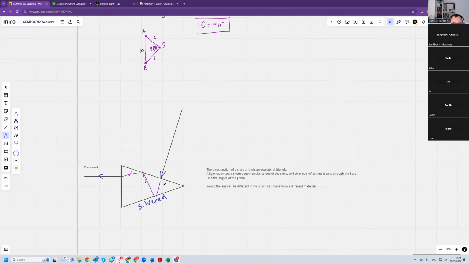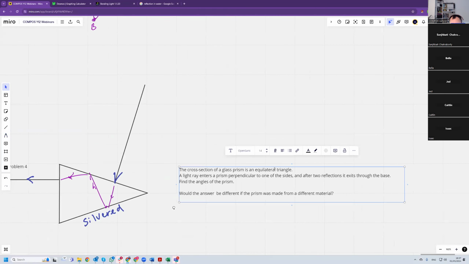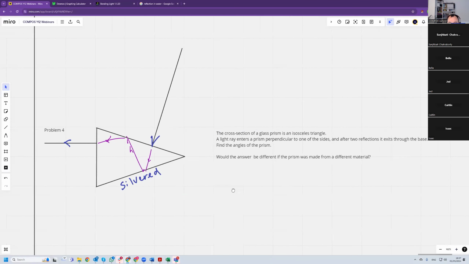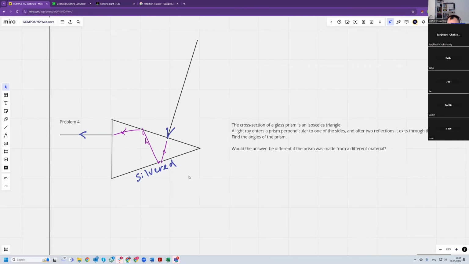What is 60? The angle. Oh no, sorry, not equilateral. I'm very sorry. Isosceles. Isosceles triangle. There's one thing that is not given in this question, which raised my eyebrows the first time I read it. What is not given which you would normally expect in a question like this?